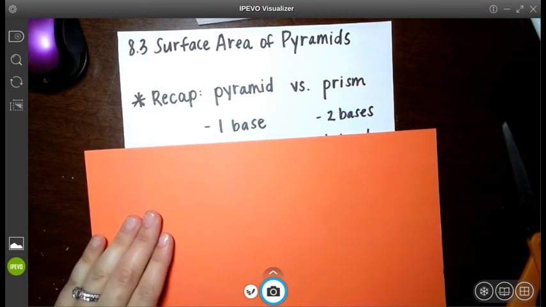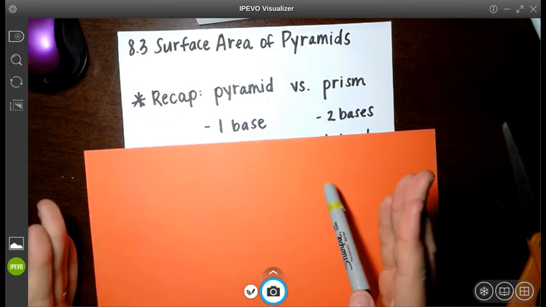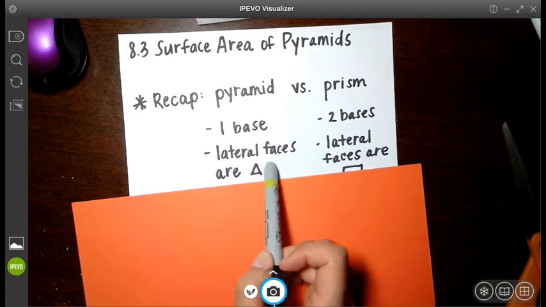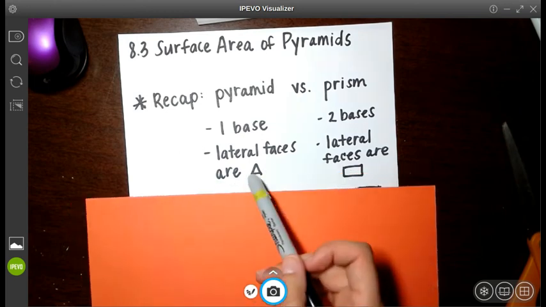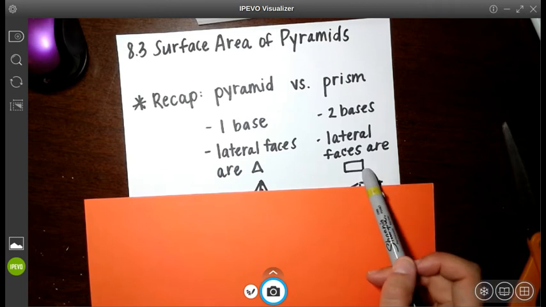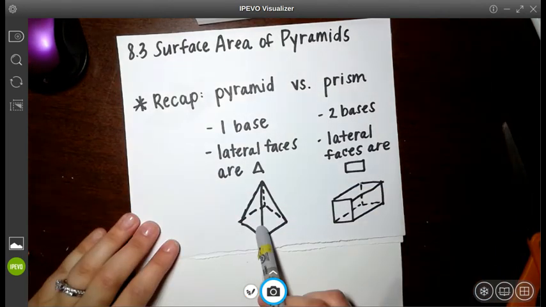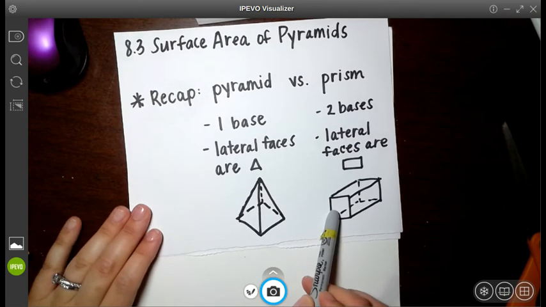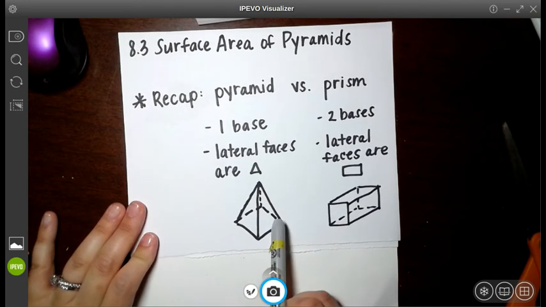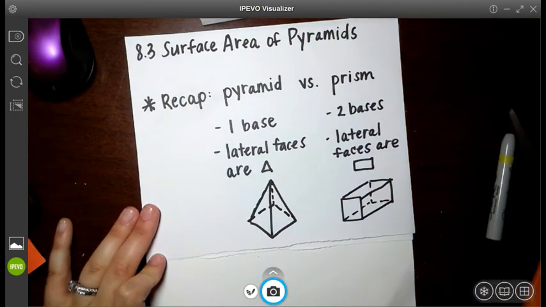A pyramid has one base, whereas a prism has two bases. In a pyramid, the lateral faces, so like the sides, are all triangles, whereas in a prism, the lateral faces are all rectangles. So here's a visual. This is a pyramid, and this is a rectangular prism. This is a pyramid because it has one base.